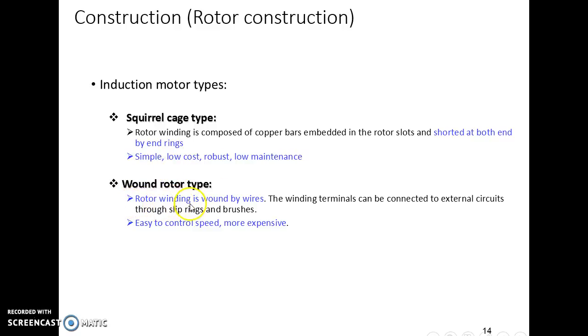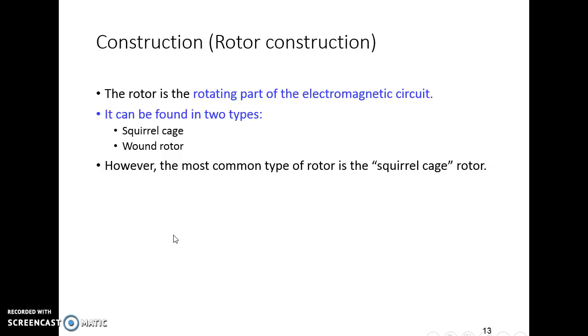The wound rotor winding is wound by wires. The winding terminals can be connected to external circuits through slip rings and brushes. It is easy to control the speed but it is more expensive. A rotor is a rotating part.